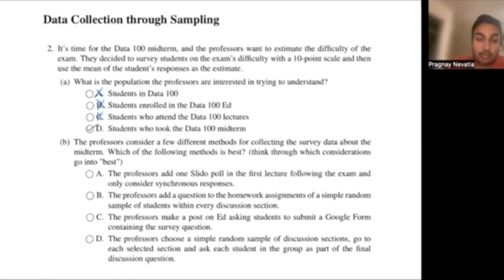Sometimes, again, students might be enrolled in the Ed, but they don't have to take the midterm. And students who attend the data lectures don't even have to be enrolled in the class. So C is wrong. And since we're trying to estimate the exam's difficulty, the people who actually took the exam would be the best people to answer that question. Therefore, D is the absolutely correct answer in this scenario, making the least amount of assumptions.